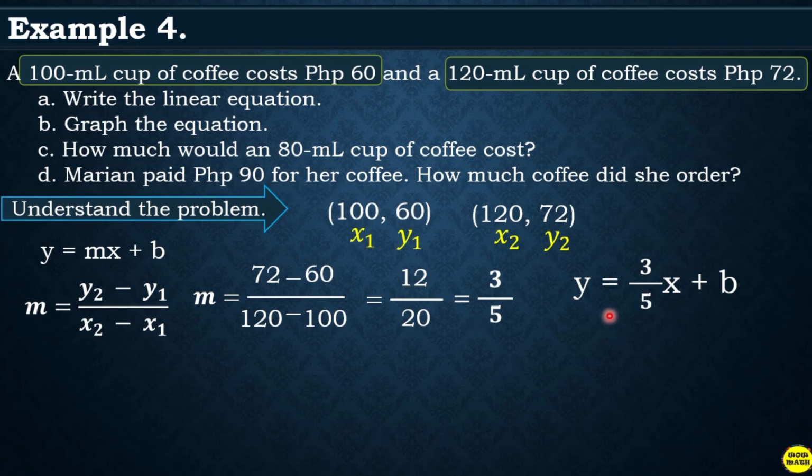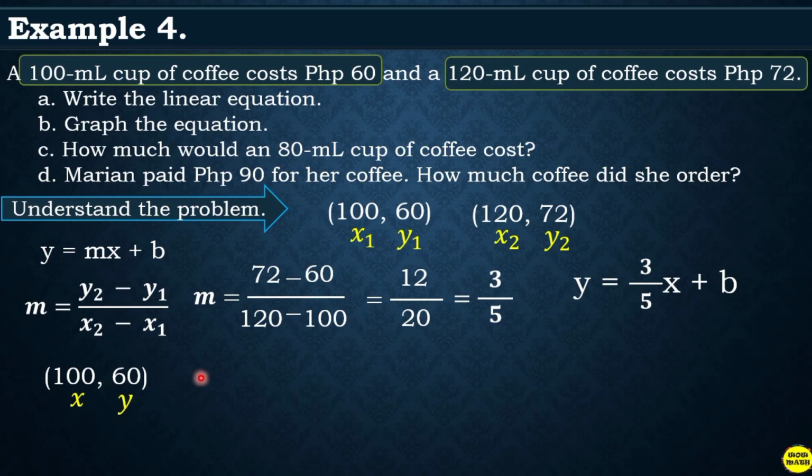Okay. So, we now have the initial equation. This is just the start: y is equal to 3/5 x plus b. This is not yet final, because we still need to find b. So, to get b, we can use one point. I will use 160. Again, this is your x, this is your y.